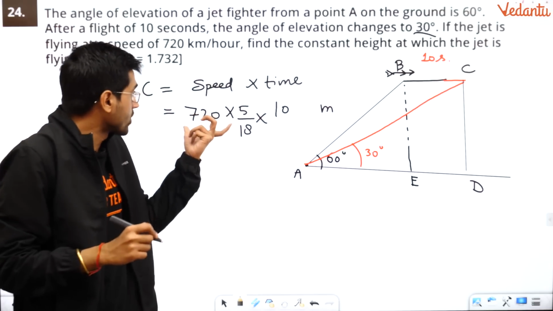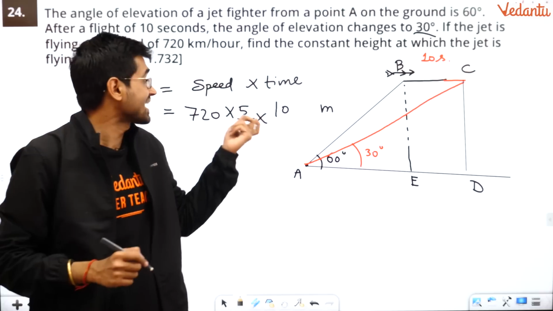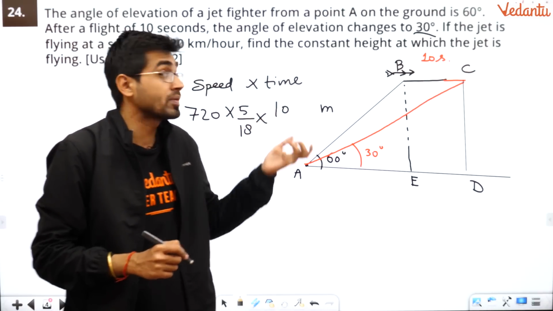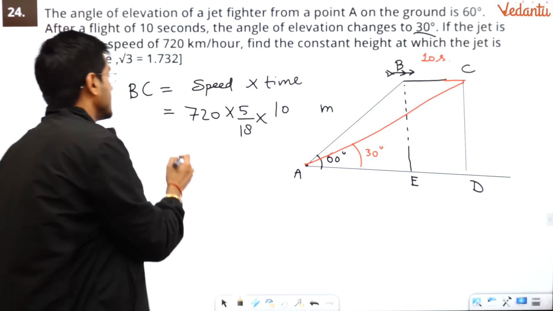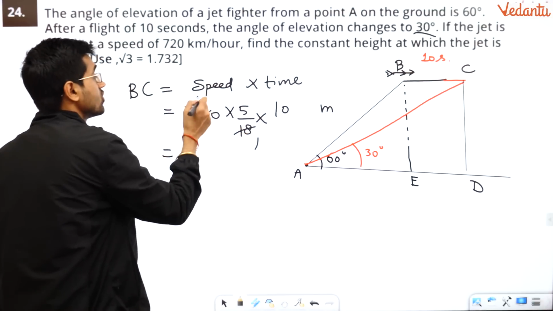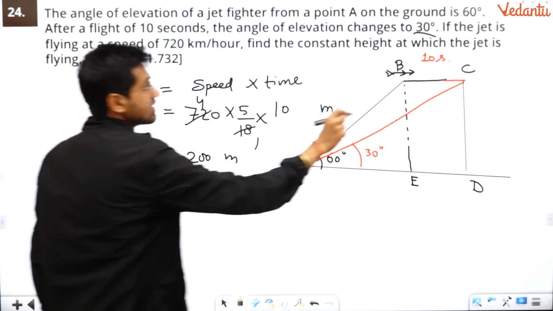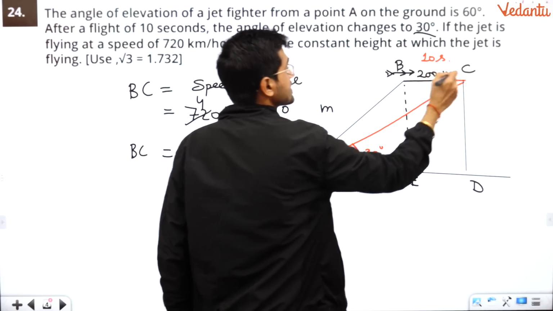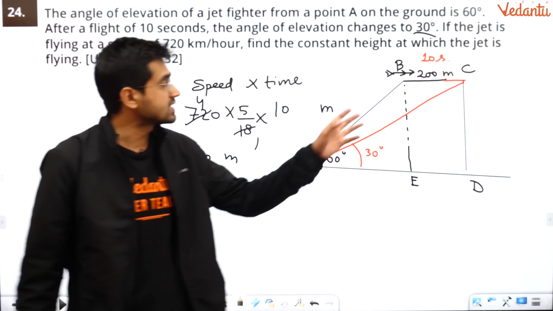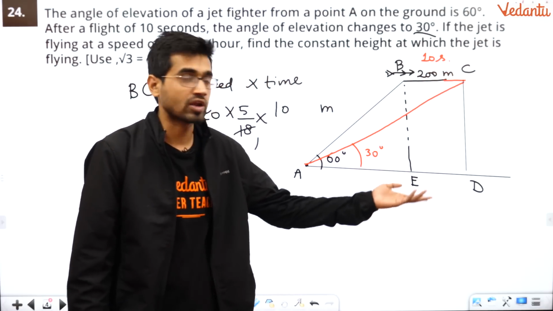Because we have changed the unit from kilometers per hour to meters per second, the seconds will cancel with the 10 seconds. So what will be left? Meters. And that will give us 18 ones are 18, 18 fours are 4, 5 fours are 20, so 200 meters. This is the distance traveled. Now you understand? Finally we need to find this distance.